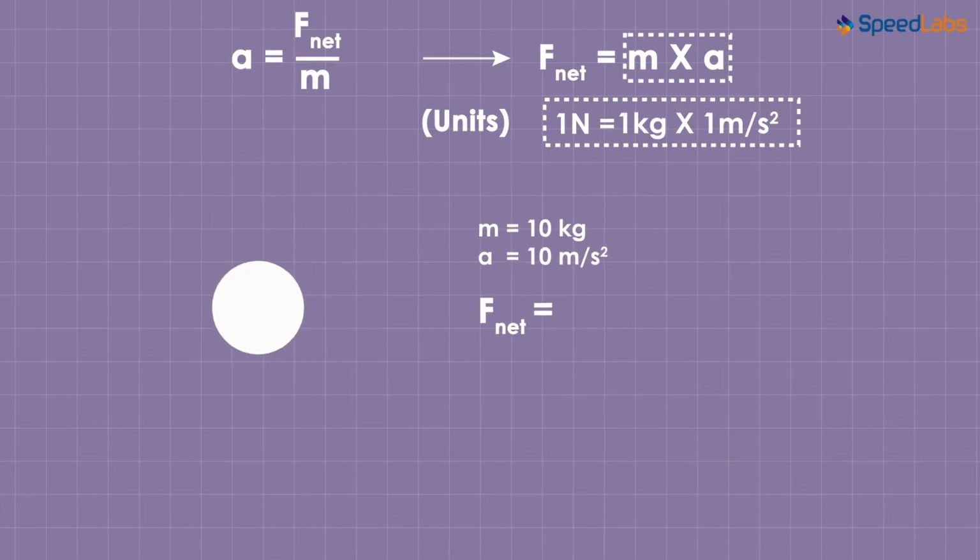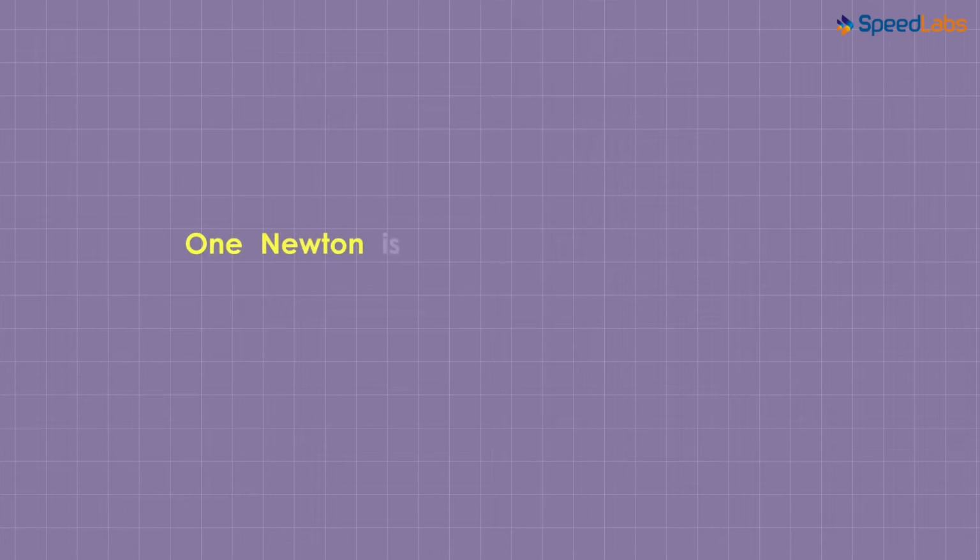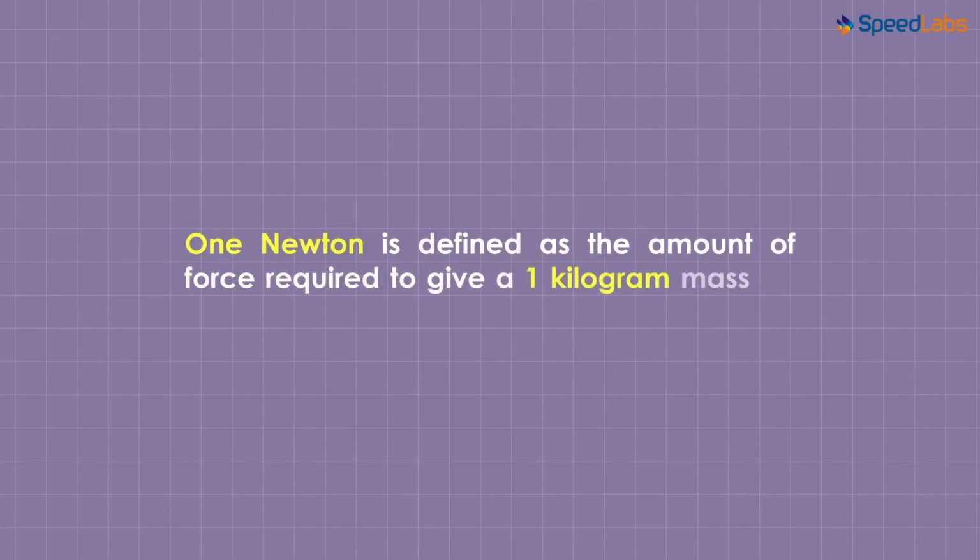So if the mass of the object is 10 kilograms and the acceleration is 10 meters per second squared, then the force will equal 100 newtons. We can say that 1 Newton is defined as the amount of force required to give a 1 kilogram mass an acceleration of 1 meter per second squared.